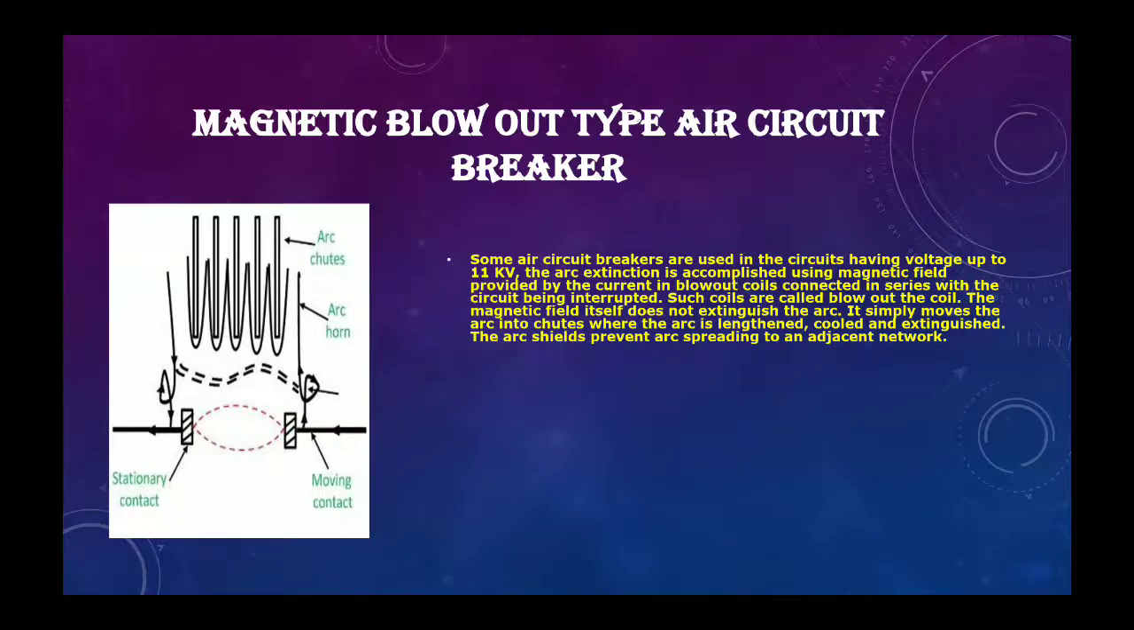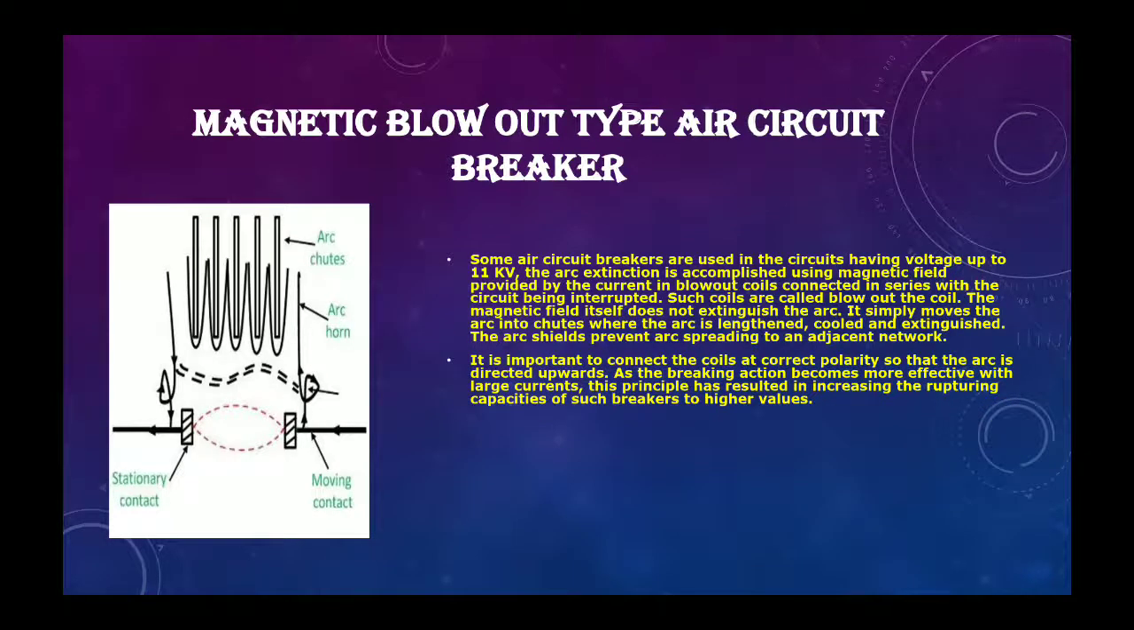Some air circuit breakers are used in circuits having voltage up to 11 kV. The arc extension is accomplished using a magnetic field provided by the current in blowout coils connected in series with the circuit being interrupted. Such coils are called blowout coils. The magnetic field itself does not extinguish the arc. It simply moves the arc into chutes where the arc is lengthened, cooled, and hence extinguished. The arc shield prevents arc spreading to an adjacent network.